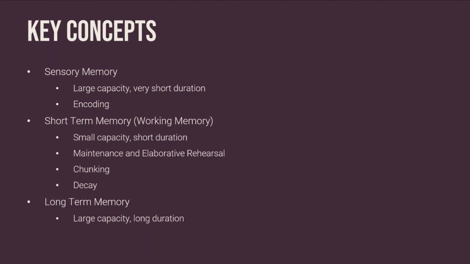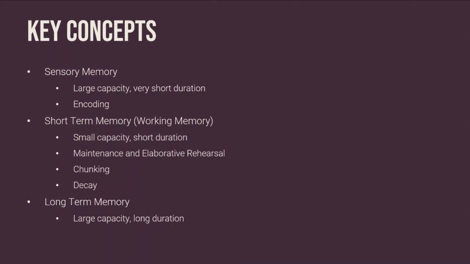So let's sum up the key concepts from this lecture. We talked about sensory memory with its large capacity, short duration, where we perform encoding. We talked about short-term or working memory, which has a small capacity and a short duration. This is where we perform maintenance and elaborative rehearsal. We do all of the operations that we need to do with the information that goes into our working memory that we might want to go into our long-term memory.